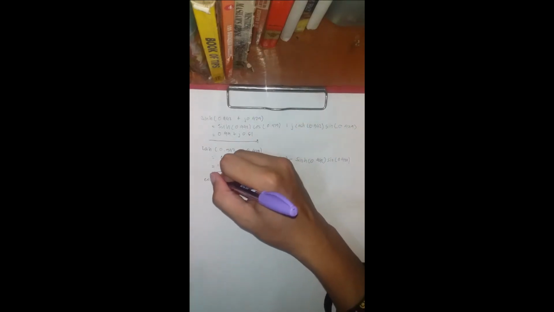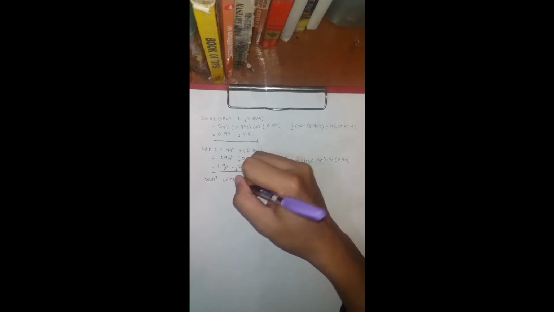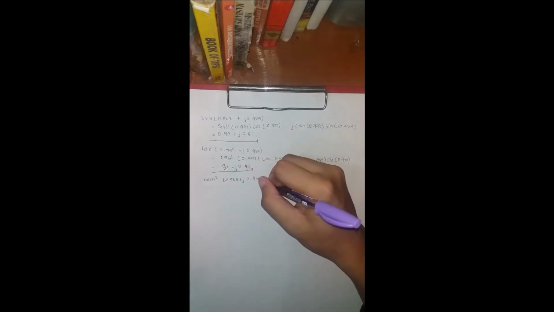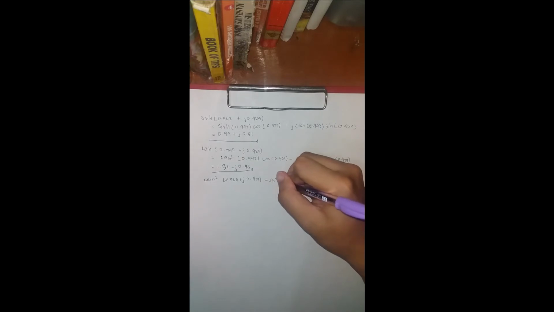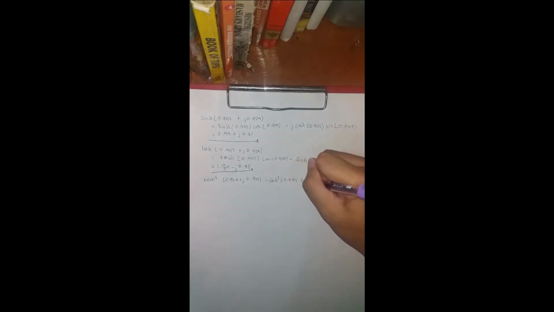And our last number is hyperbolic cosine squared of 0.924 plus j 0.429 minus sine hyperbolic squared of 0.942 plus j 0.429.